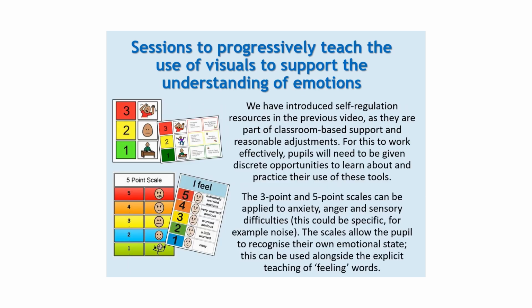We've introduced self-regulation resources in the previous video, as they are part of classroom-based support and reasonable adjustments. For this to work effectively, pupils will need to be given discrete opportunities to learn about and practice their use of these tools. The 3-point and 5-point scales can be applied to anxiety, anger, and sensory difficulties. This could be specific, for example, noise. The scales allow the pupil to recognize their own emotional state. This can be used alongside the explicit teaching of feeling words.